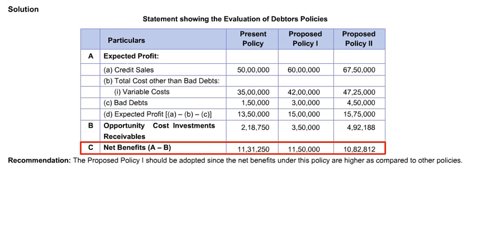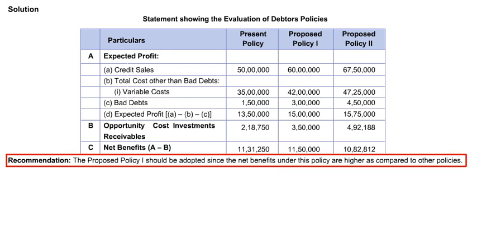Now all are positive. That means the policies are much better than the opportunity cost of investment. But within that, we find that the maximum benefit is received in proposed policy 1. So our recommendation would be, since the maximum profit is being given by policy 1, we should go for it.